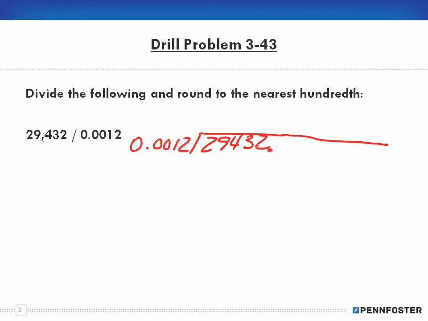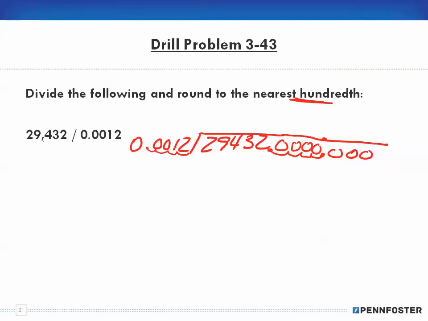Since here's my decimal place, I have to move the decimal place 1, 2, 3, 4 to begin with. So here's my decimal place. And it's telling me to round to the nearest hundredth, so I have to add 3 more zeros after that. Notice how large this number is automatically beginning to become, right? We're talking into the millions here.